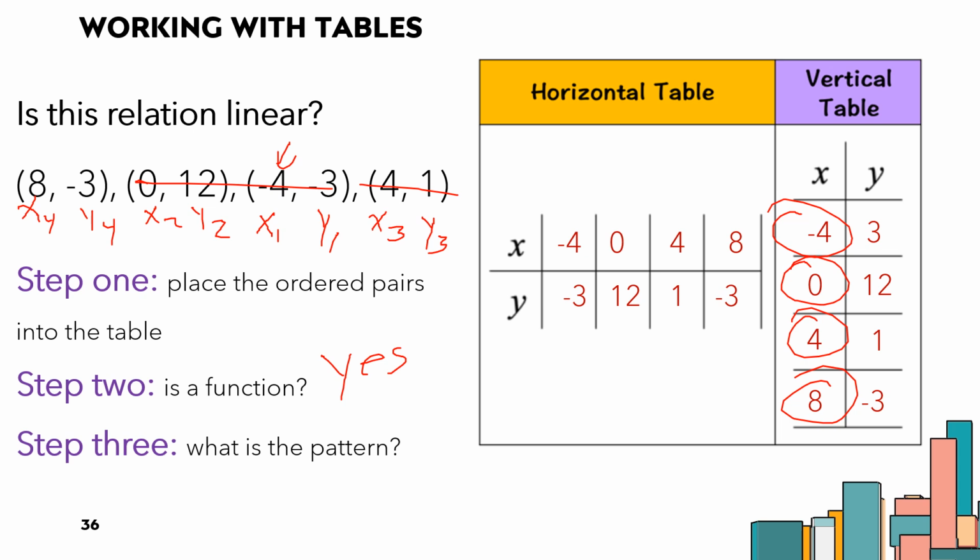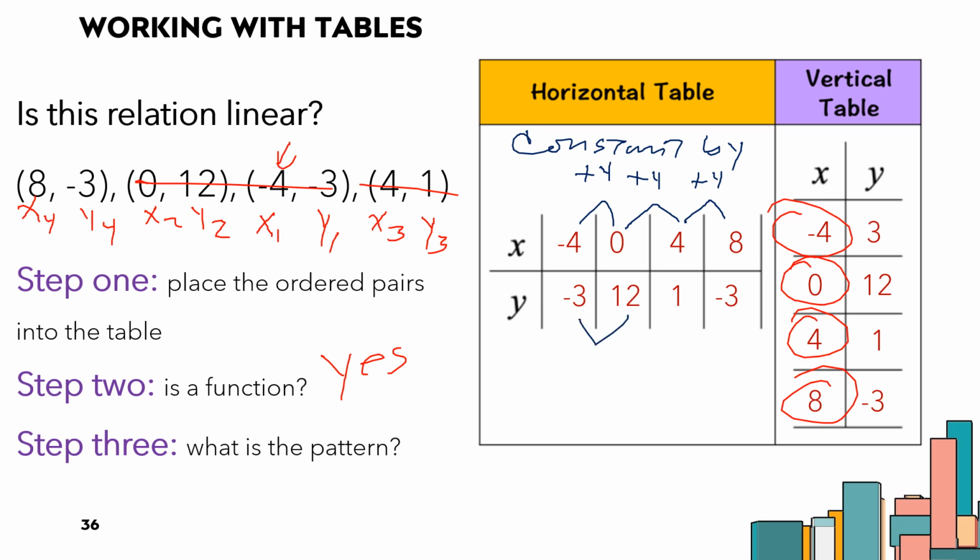Well, to go from -4 to 0, you add 4. To go from 0 to 4, you add 4. Then you go from 4 to 8, and you add 4. So we know this is constant. It's constant by 4. Let's look at the y now.